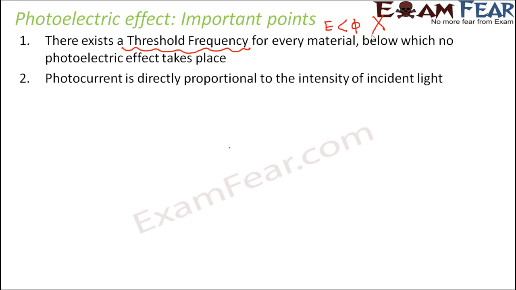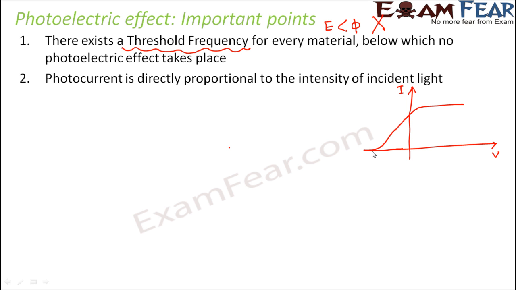Photocurrent is directly proportional to the intensity of incident light. Now as the intensity increases, the photocurrent also increases. So if you want to show this graphically, this is how it would look like. Now we have already seen how the current varies with potential. So if this is current, this is potential, this is how the current varies with potential, right?